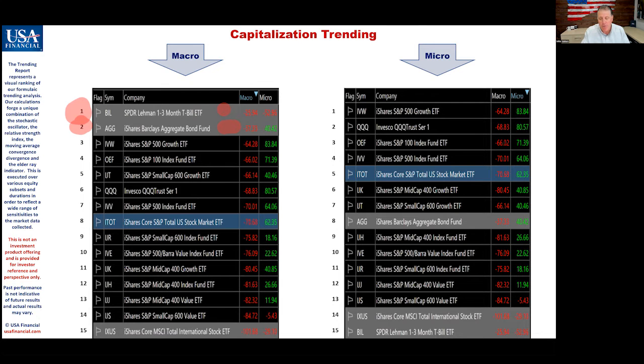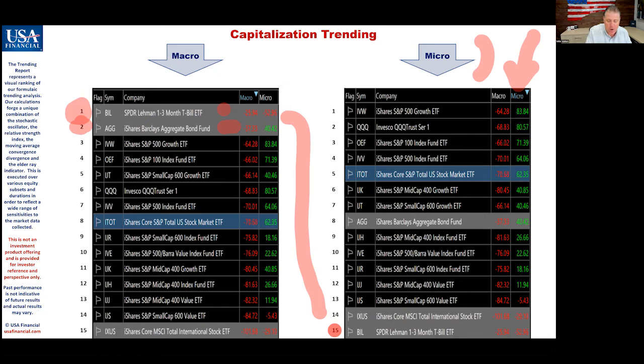Now, if we come over to the micro side, and look at the ETF BIL, which is the 1 to 3 month T-bill, you'll see down here in the number 15 spot, this is what's going on with cash. So it has done a bit of a flip on the micro. Again, this is the micro column, and you'll notice we are seeing some green over here. That's a good thing. That means the market has started to pick up, at least in that short-term window ending as of last week.